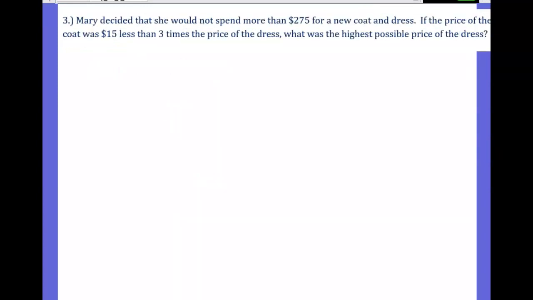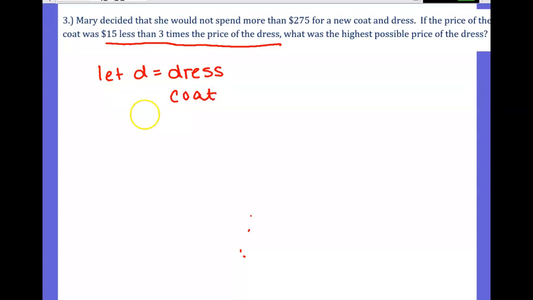If we look at the third one, Mary decided that she would not spend more than $275 for a new coat and dress. If the price of the coat was $15 less than 3 times the price of the dress, what's the highest possible price of the dress? Okay, so let's see. We know the price of the coat relative to the dress, but we don't know the price of the dress. So let's let D be the dress. And now we can represent the coat relative to the dress. So the coat is going to be 15 less than 3 times the dress. So let's multiply 3 times D and then subtract 15. Because remember, that tells us to subtract after.